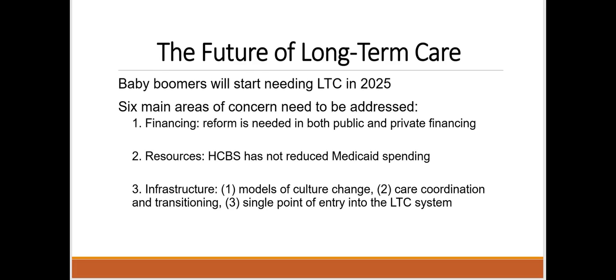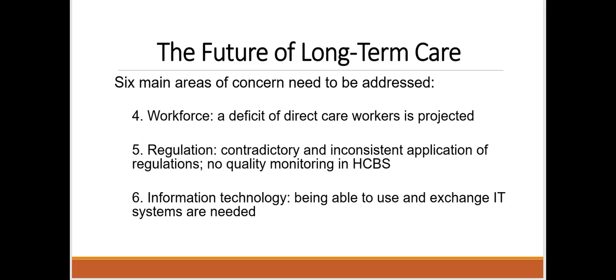Now, regarding the workforce, there's a shortage of workers in the long-term care workforce, and this deficit is expected to increase. Now, regarding regulation, there's contradiction between certification regulations and internal quality improvement programs. Also, regulations are inconsistently applied. All right. And regarding information technology, being able to use and exchange information technology systems is needed.